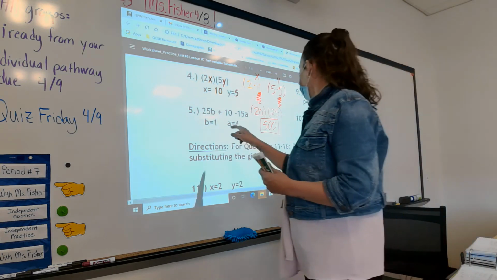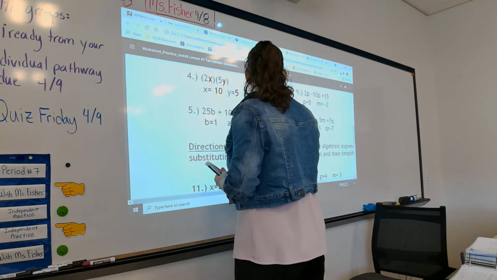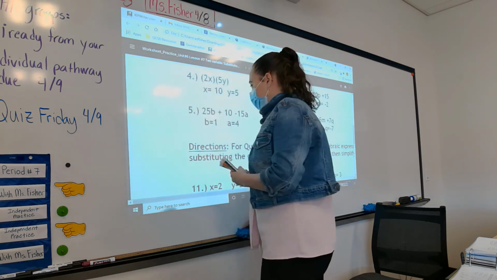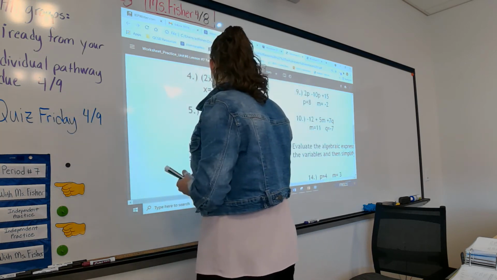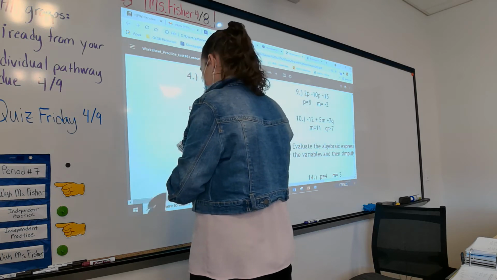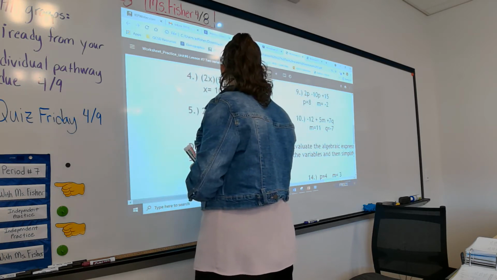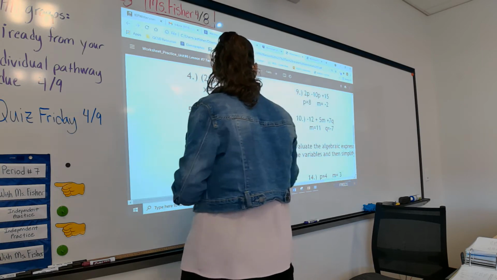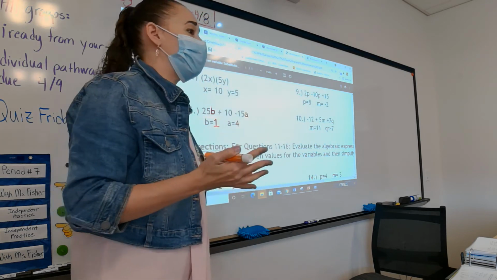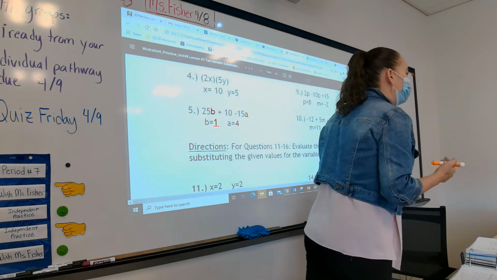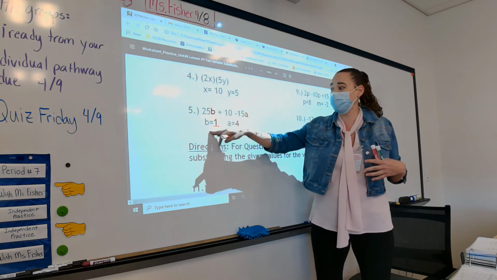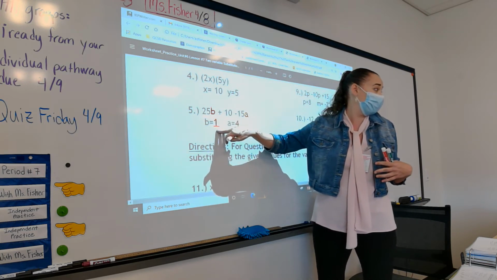So I'm going to do number 5 with you as well. And then I'm going to ask you to try one on your own and we'll touch back. Okay? So number 5 says B is 1. And A is 4. So again, the only thing you guys are doing is substituting the number in for the variable because it's telling you that this variable equals that number. Okay?